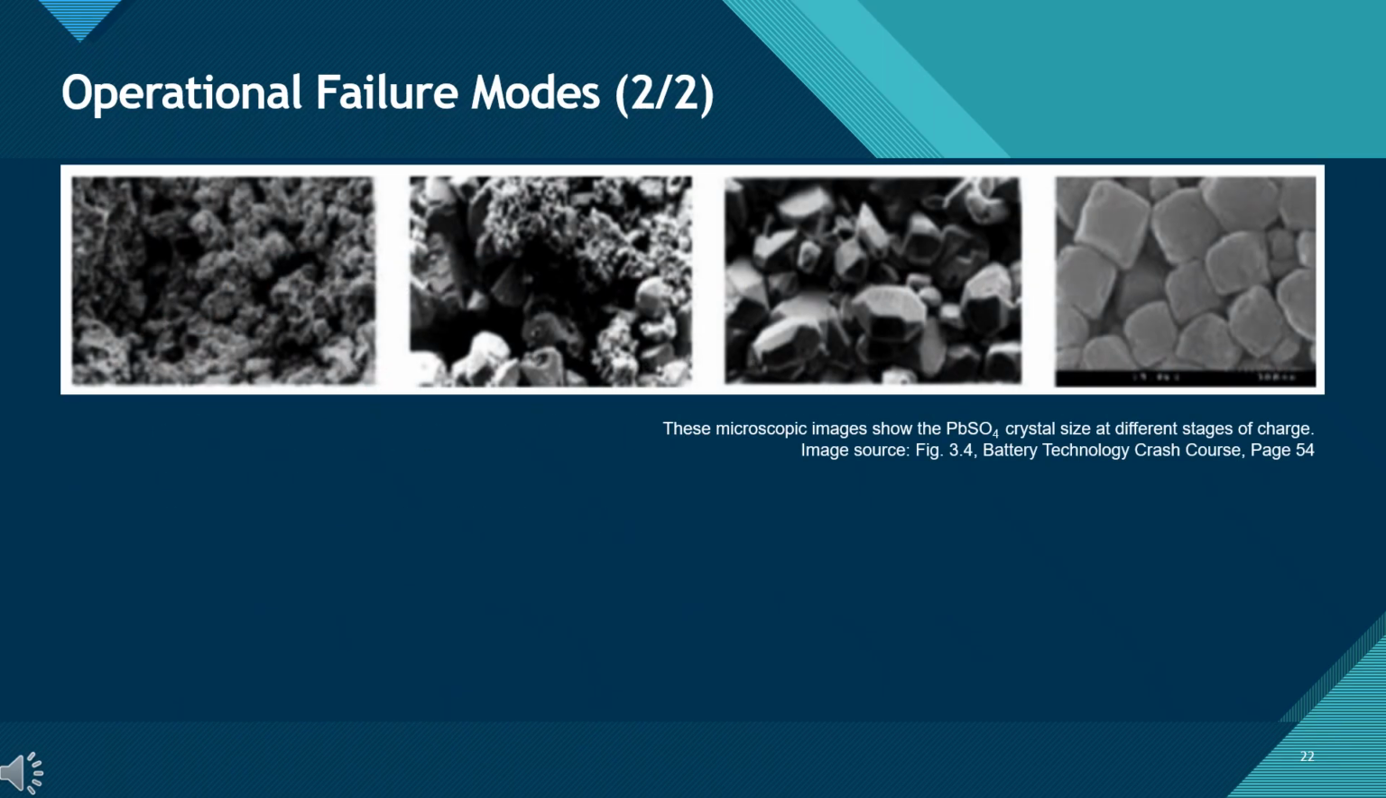These microscopic images show how lead sulfate, or PbSO4, crystals change in size depending on the battery's state of charge. In the early stages, the crystals are very small and fine, which makes them easier to break down during charging. However, as the battery remains discharged for a longer period, the crystals grow larger and more stable. This growth, known as sulfation, reduces the effective surface area of the electrodes, making it harder for the battery to recharge. In other words, the longer a battery remains in a deeply discharged state, the more likely it is to suffer permanent damage.